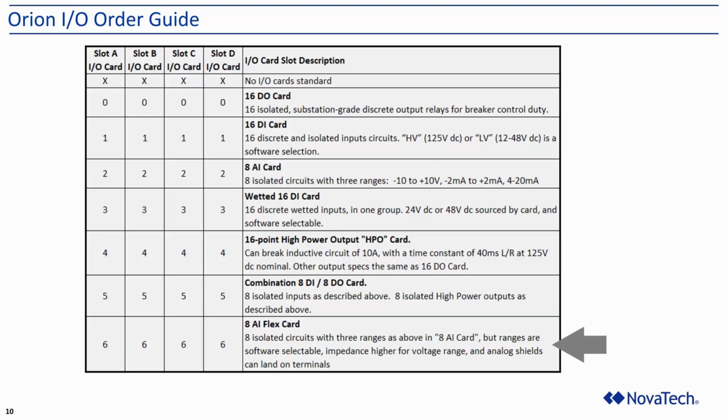So a 16 discrete output card, as you see there, is a type 0 card. The 16 discrete input card that's non-wetted is a type 1 card, and so on. If you go a little lower, the combination card is a type 5 card. The 8 analog input flex card, as you see on the bottom, is a type 6 card. As new cards get introduced, we'll probably have type 7, type 8, and so on. So keep this reference in mind as you're working with the Orion I/O or building a part number or whatever the case may be.